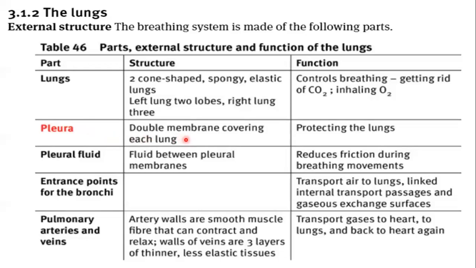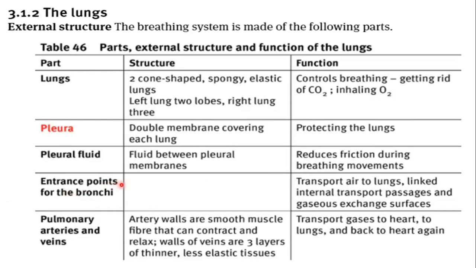It's a double membrane that covers each lung and it's there to protect the lung. What other function is it there for? Besides protecting the lung, it attaches the lung to the rib cage and the diaphragm. So two functions of the pleura. And then the pleural fluid. This fluid here reduces friction during breathing movements. This is what we've just discussed.